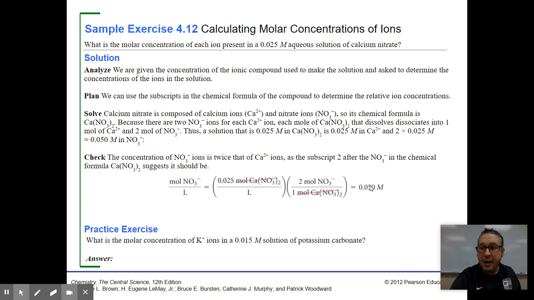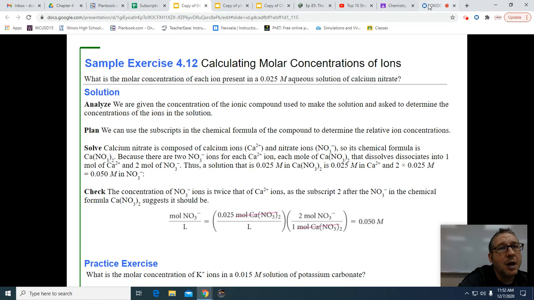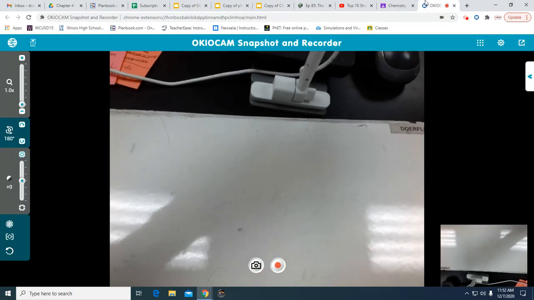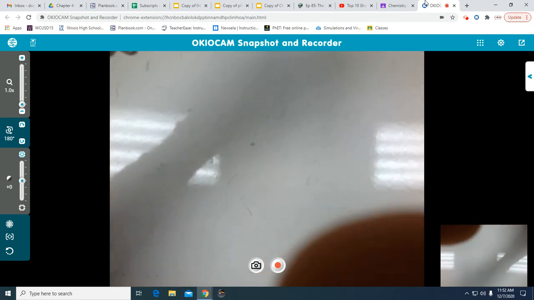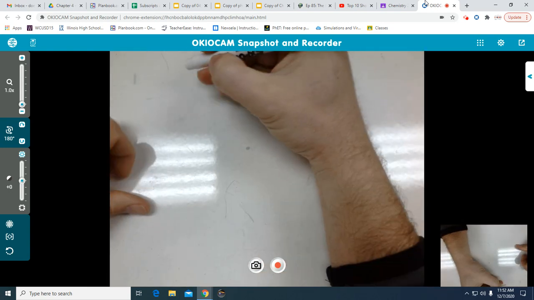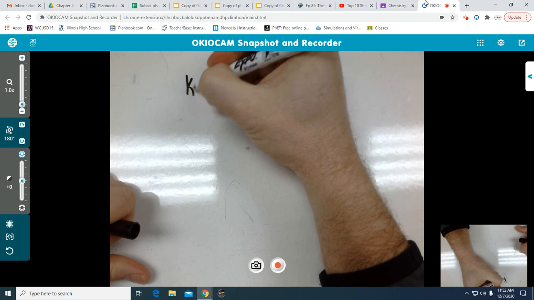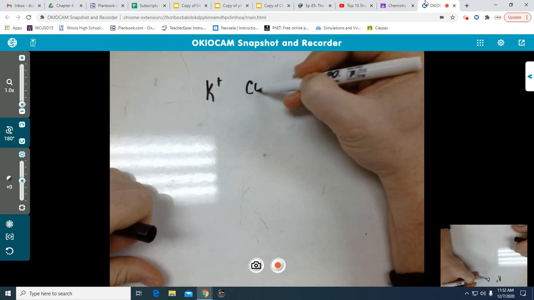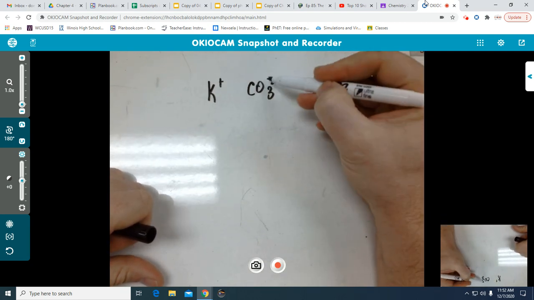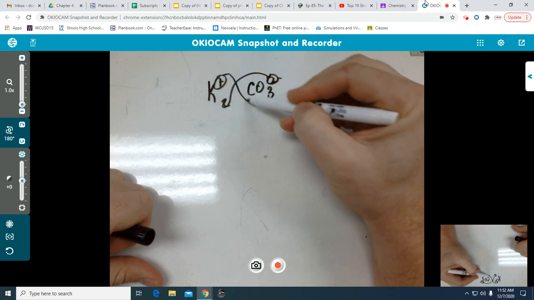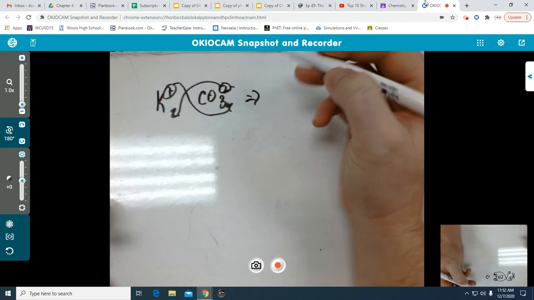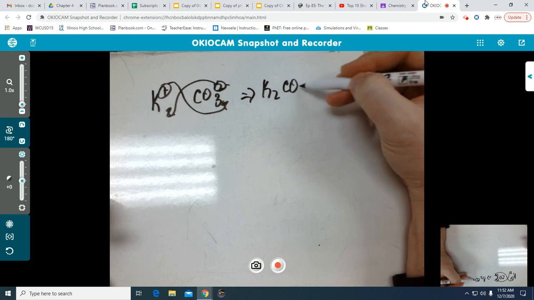Same thing for the practice exercise. What is the molar concentration of potassium ions in 0.015 molar solution of potassium carbonate? All right. First thing is we need to determine our formula for potassium carbonate. We've got potassium, it's K+, carbonate, CO3 2-. We have to swap their charges to where we get K2CO3.